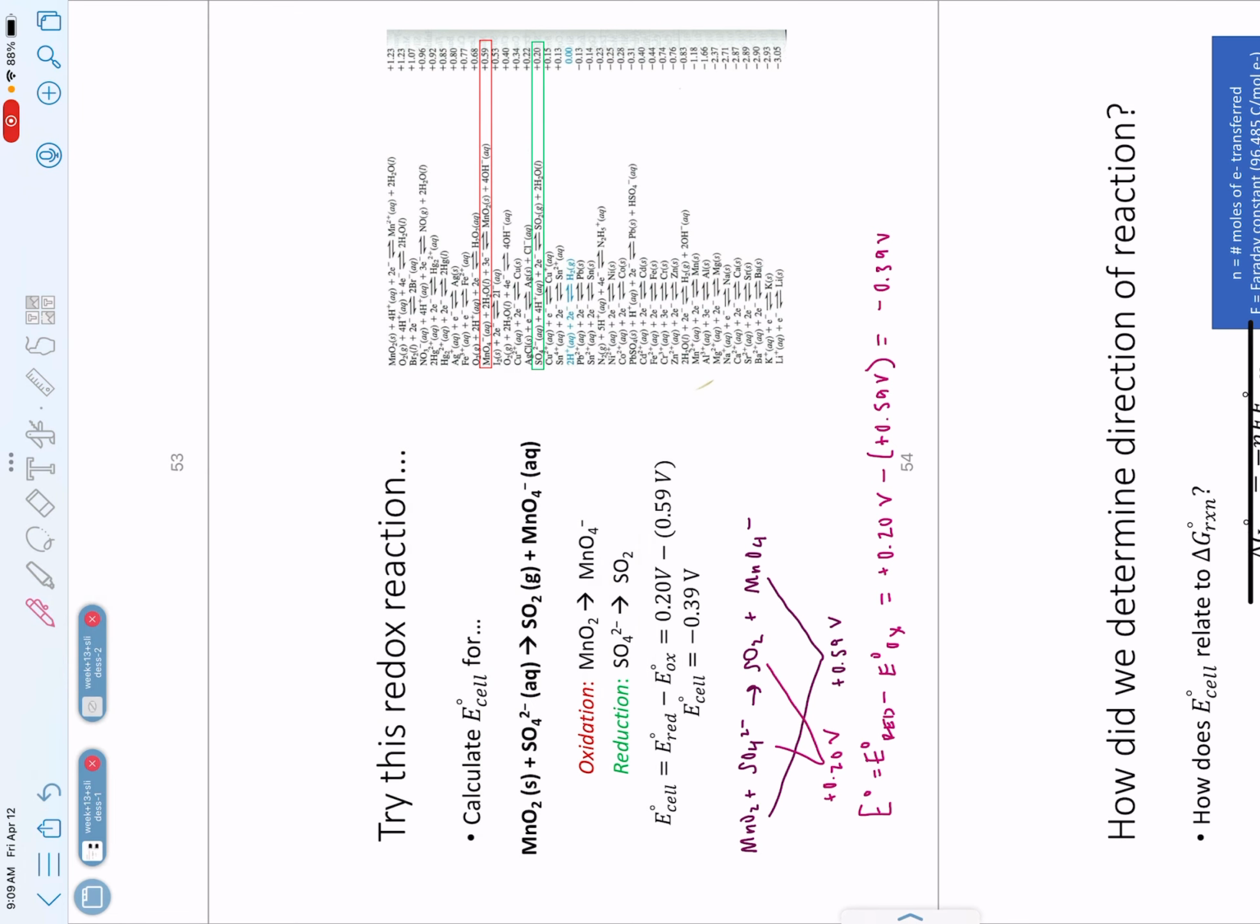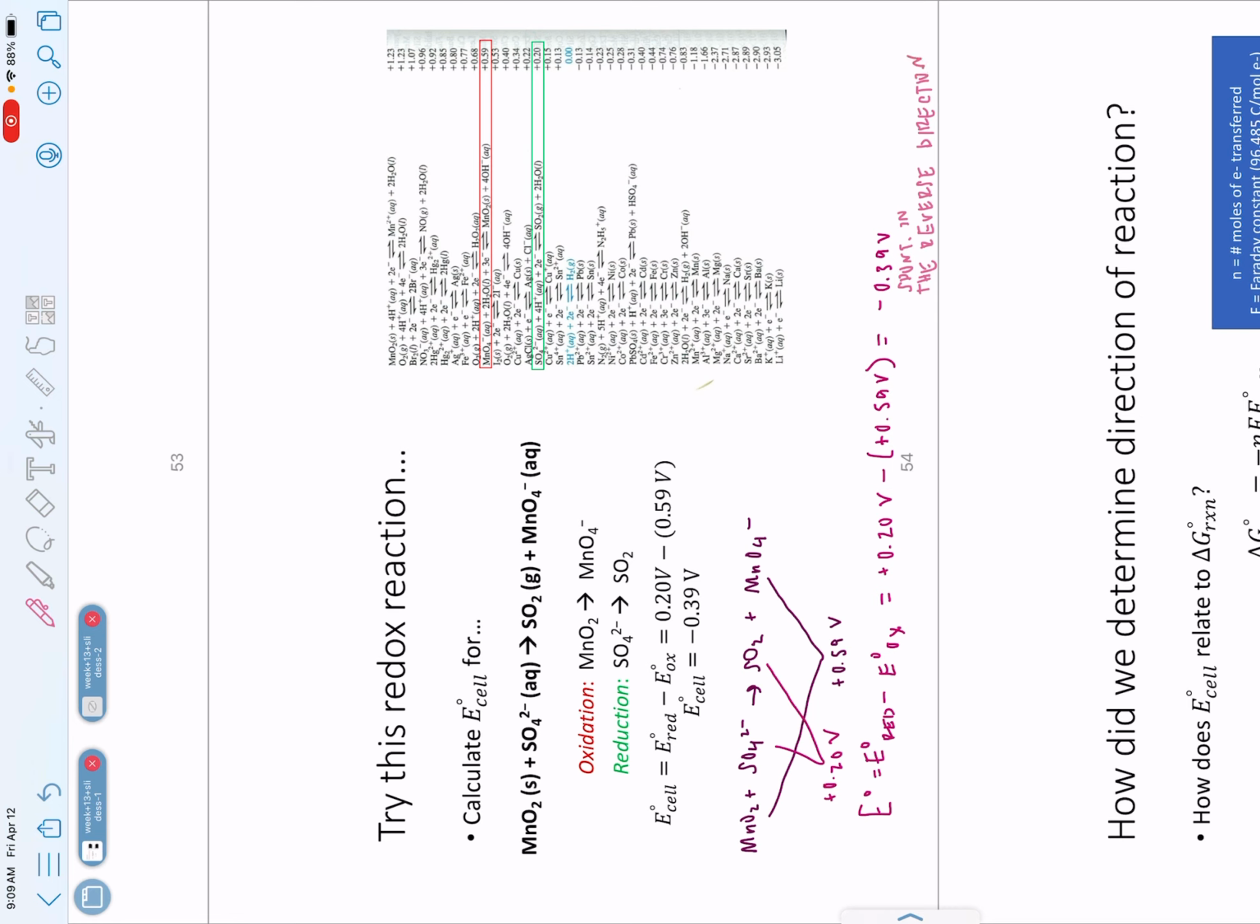So as long as I can separate any oxidation reduction reaction into half reactions, and I have a big table of potentials here, I can calculate that potential that's moving the electrons.